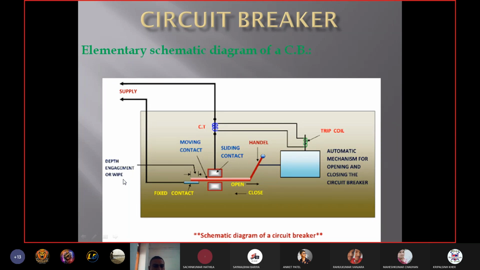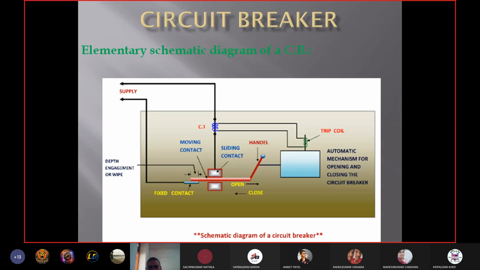Understood what is depth of engagement or wipe? Depth of engagement means the physical connection of the moving contact with the fixed contact. So in normal condition, when circuit breaker contacts are closed, there is some portion in which the fixed contact and moving contact are physically connected, and this portion is known as the depth of engagement.